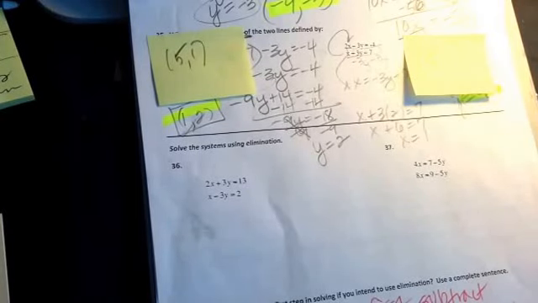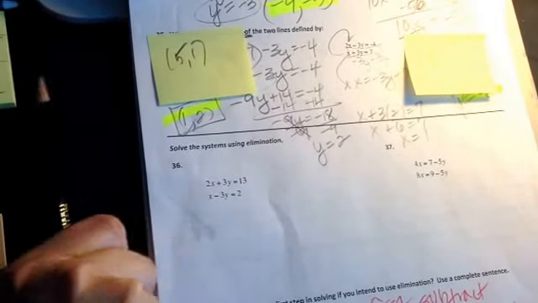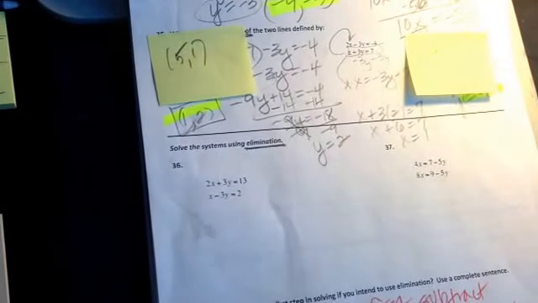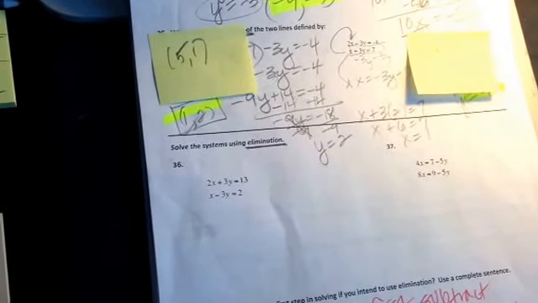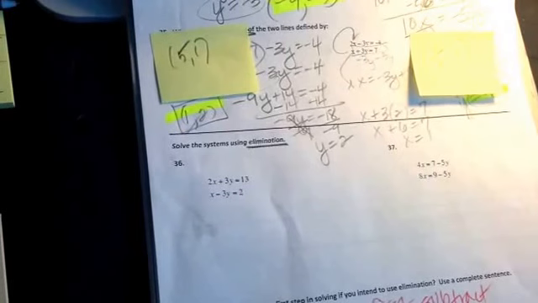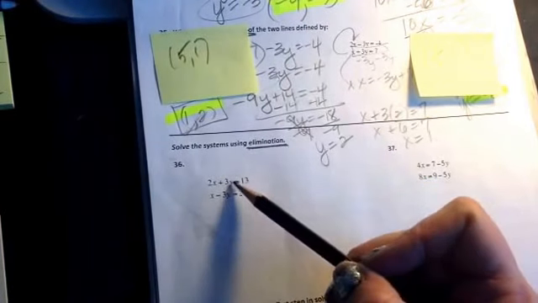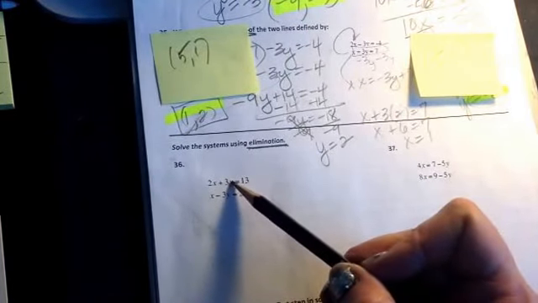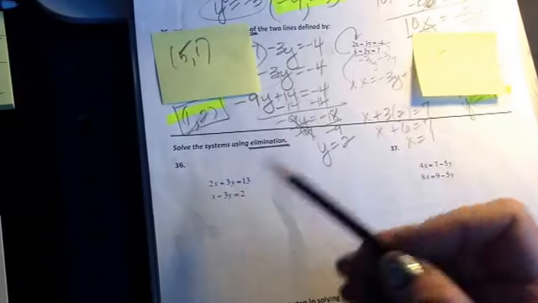All right, from our exam review, all the solving systems pieces. In this set of problems, it says specifically use elimination. If I tell you what to use, that's what I'm expecting to see. In number 36, what I like is that I can see that I can eliminate the y's because I have positive 3y and negative 3y.